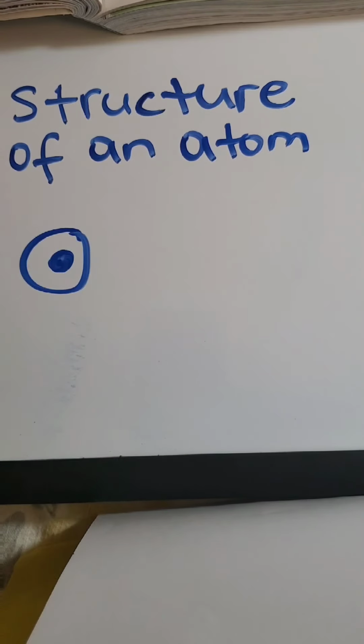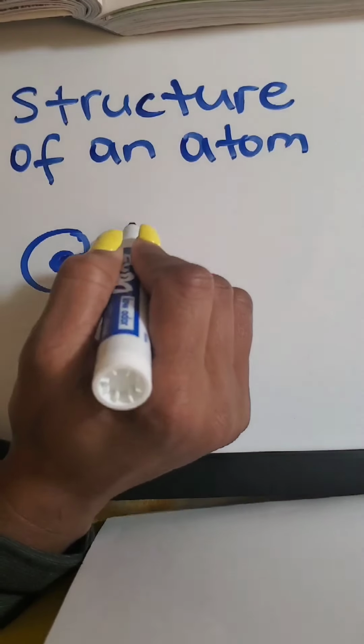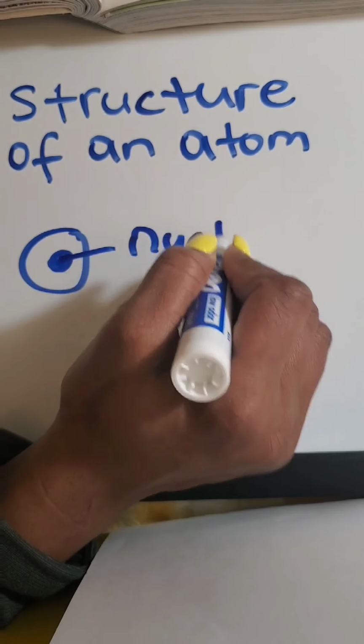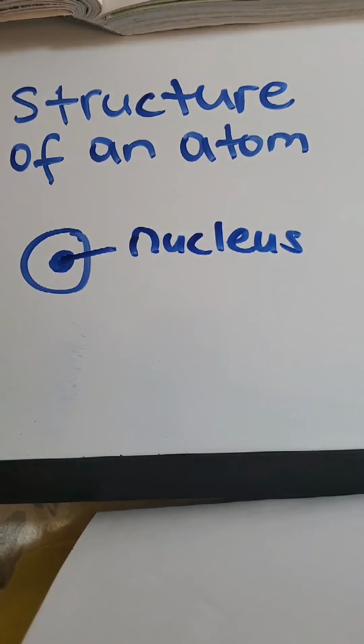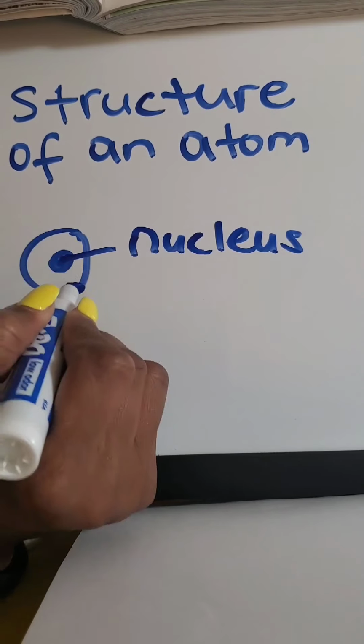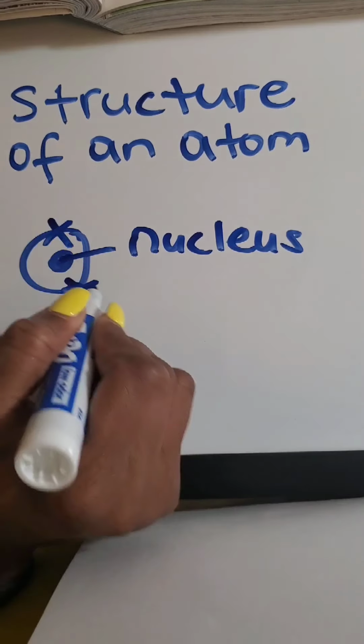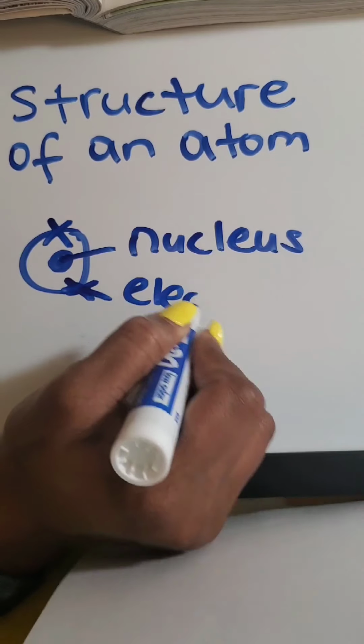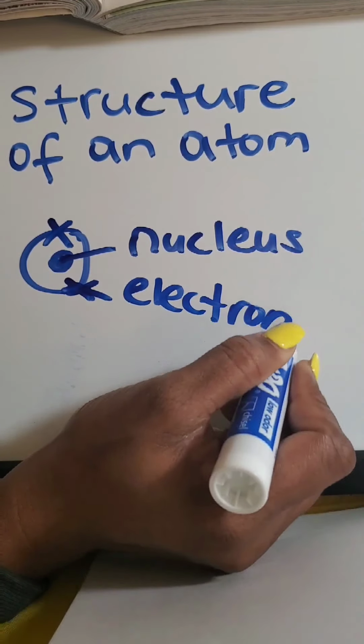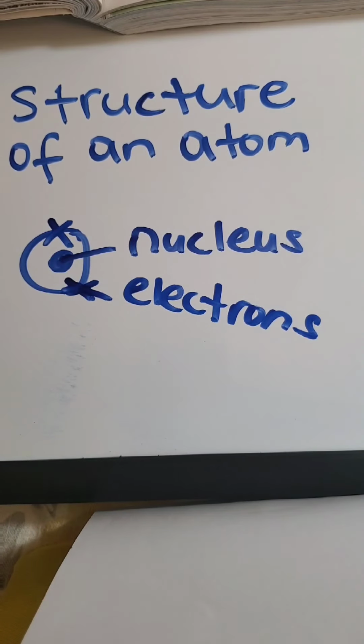Now, we'll be using Niels Bohr's model, which is kind of like the model of the solar system that has the sun in the center and the planets orbiting around. Well, Niels Bohr designed a model with the nucleus in the center and the electrons orbiting around the nucleus.